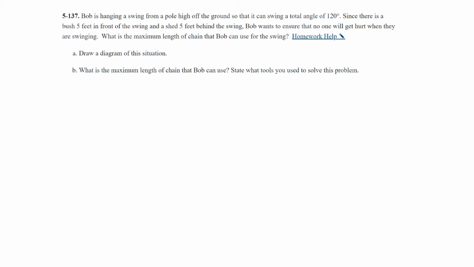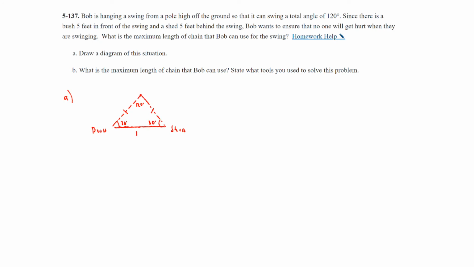So part A, we want to try to draw a diagram of this situation. So we have a swing. Let's call this the top of it. And it's going to swing in this direction and then in this direction. We have the bush that's in front of it, and we have the shed that's behind it. It can swing 120 degrees, so that would be this angle up here. And since the chain is the same length on both sides because it's swinging, these two are going to be equal to each other, which means these angles need to be equal to each other. And so if I have 120 degrees, there's 60 left, so that means each of these will be 30 degrees.